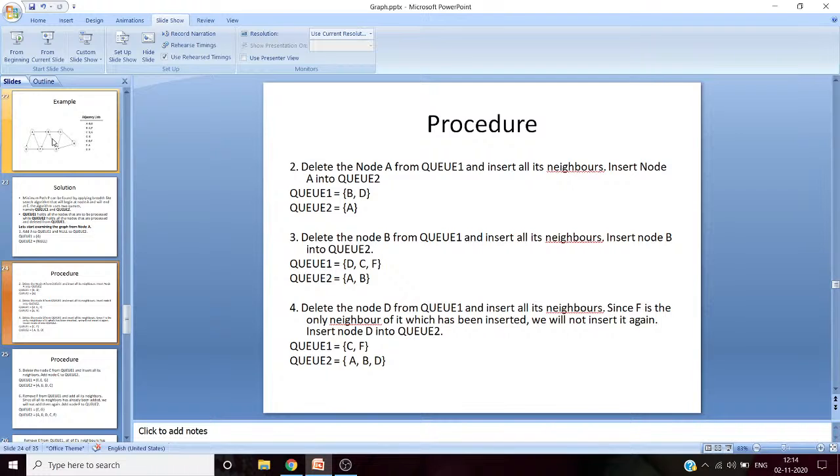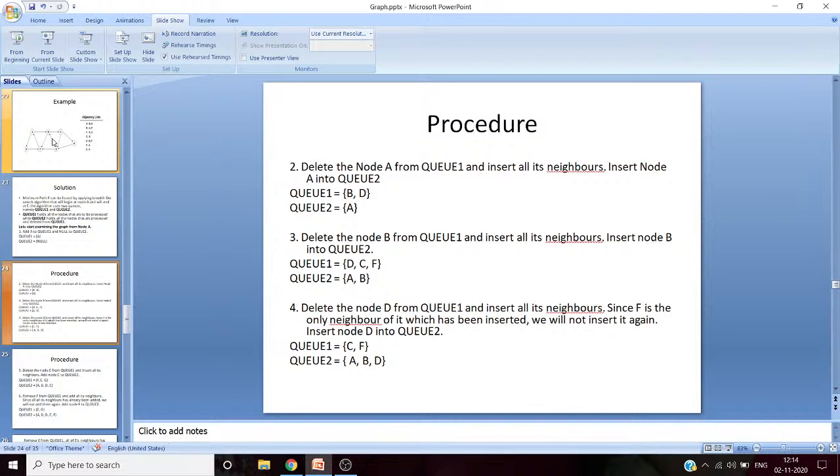After B and D, B will be processed. We will check how many neighbors there are for B. C and F are the neighbors of B. So C and F will be processed further. That's why they are inserted in Q1 and B is inserted in Q2.